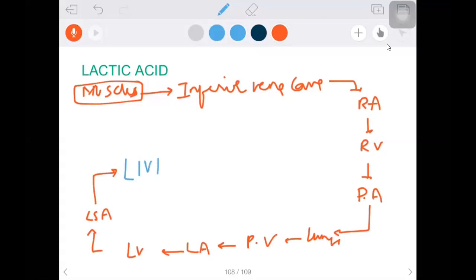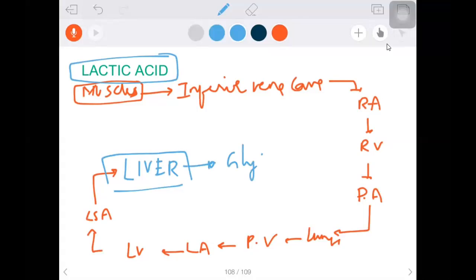The left systemic aorta supplies blood to the body parts. It continues as the dorsal aorta, then the hepatic artery, and we reach the liver. So what happens with this lactic acid in the liver? This lactic acid will be converted into glycogen. 20% of it is broken down, and 80% of the lactic acid is converted into glycogen again.